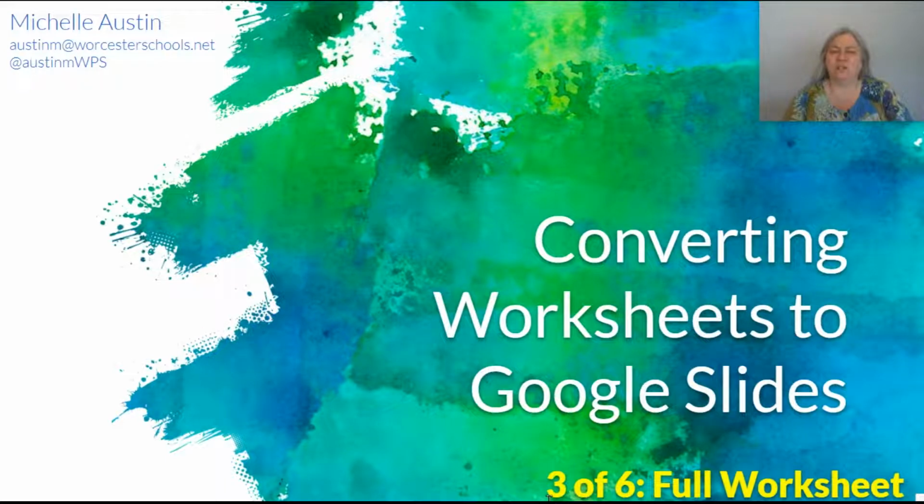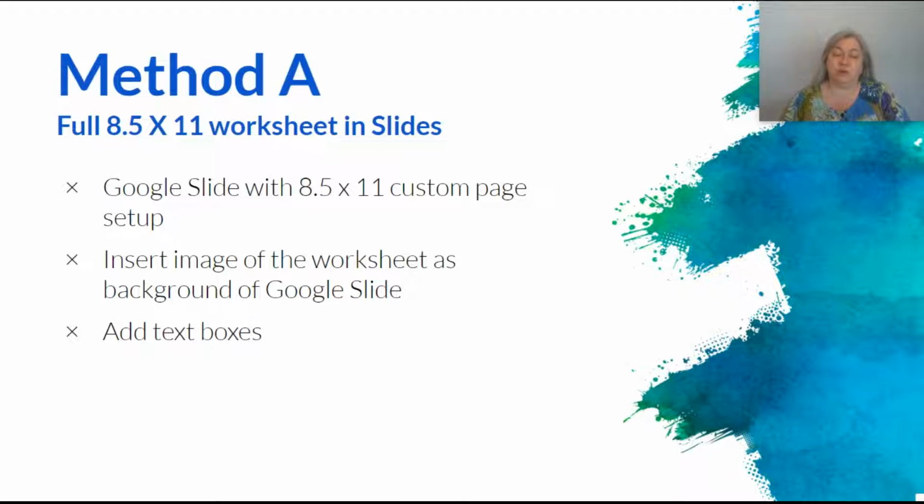Hi there. Once you have a worksheet saved as a JPEG image, you can convert it to a worksheet using these steps. I'm going to show you method A, which is for when you want a full 8.5 by 11 worksheet and slides. You're going to do a custom page setup and then insert the image of the worksheet as a background in Google Slides and finally add the text boxes.